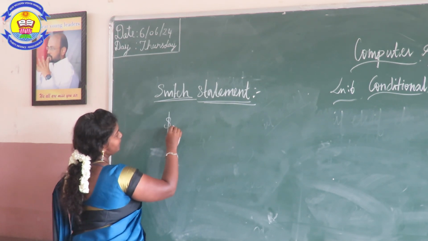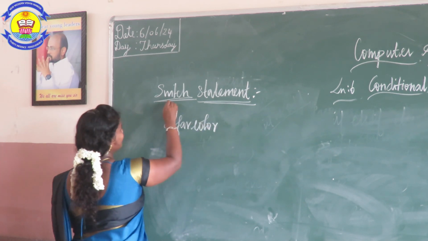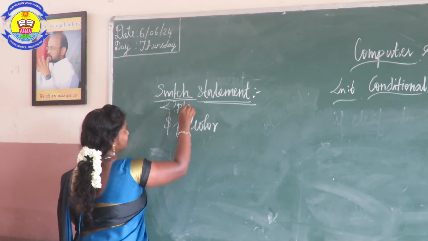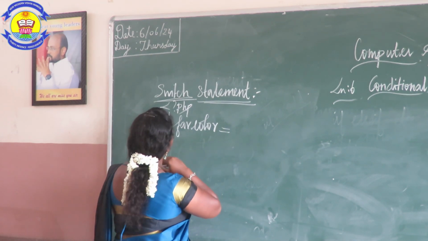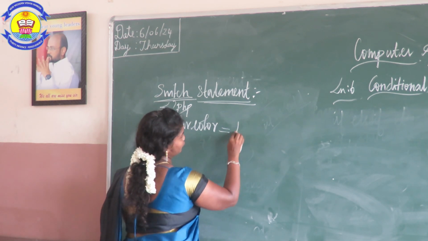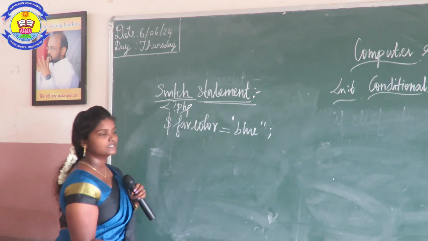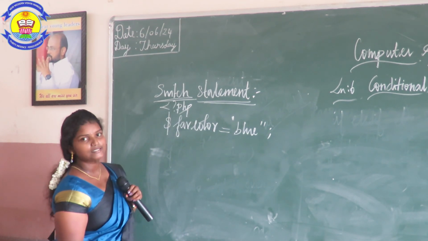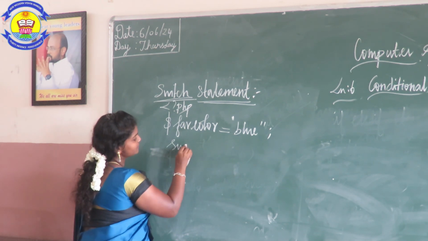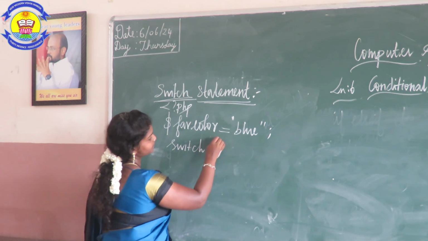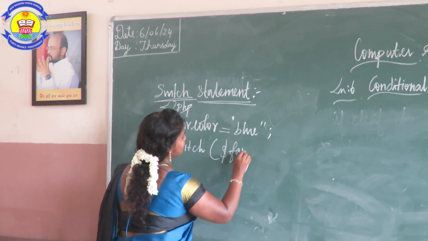Dollar favorite color. I'm going to give a PHP tag because we are going to write a PHP program. My favorite color is blue. I'm going to check whether the blue color is matched or not. Okay, so now I'm going to give the switch syntax. Switch. What is my variable name? Dollar favorite color.